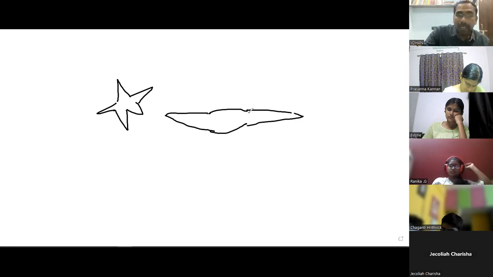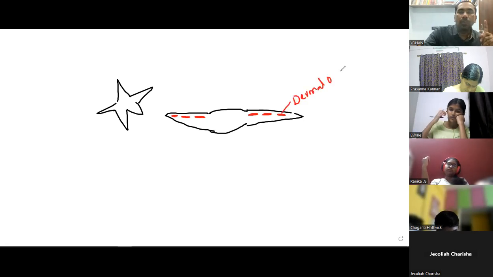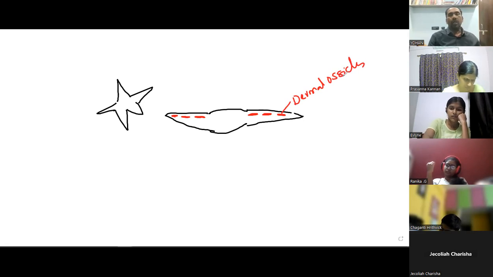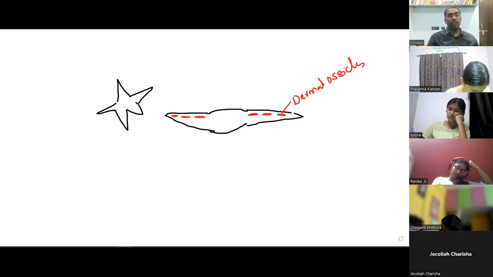And the skin consists of very important dermal ossicles. These are dermal ossicles. What are ossicles? Plates made up of calcium carbonate. So they're also called calcium carbonate ossicles or plates.